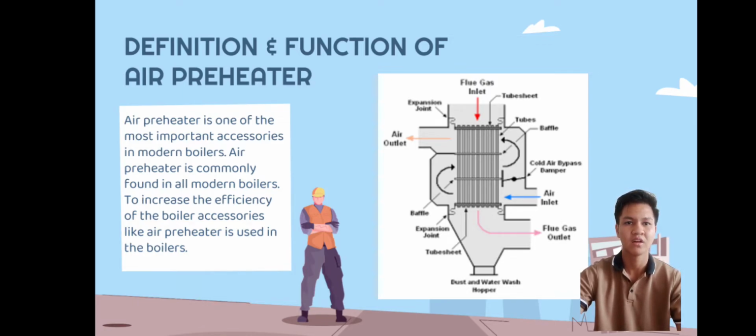Other accessories like the economizer and superheater in a boiler do a similar function. This preheating process of the air is done before it enters the furnace. The air preheating process is done with the help of hot fuel gas. Air preheater is an intermediate accessory. It is located in the final stage of the boiler to increase the efficiency of the boiler. An air preheater is installed between the economizer and the chimney in every modern boiler.